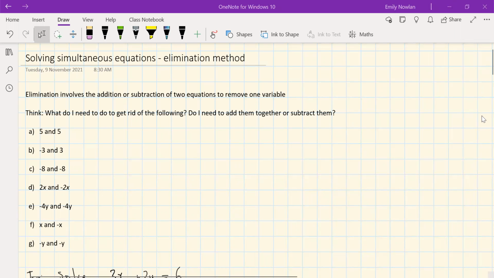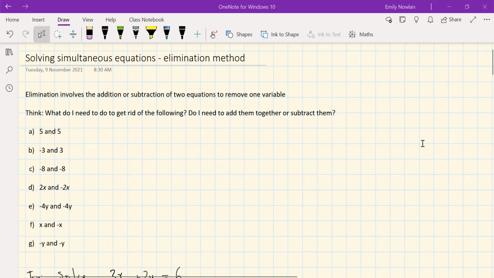Hello, everyone. Now we're having a look at how to solve simultaneous equations using the elimination method. The elimination method means that you wish to get rid of one variable. Usually we talk in x's and y's. It doesn't have to be, but usually we do. And you want to get rid of either the x or the y.